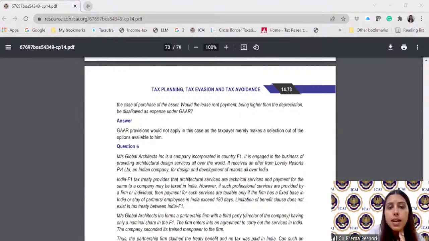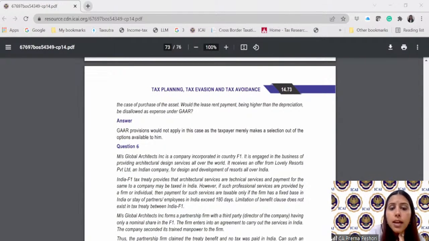Measures Global Architects Inc. is a company incorporated in country F1. It is engaged in the business of providing architectural design services all over the world. It receives an offer from Lovely Resorts Private Limited, an Indian company, for design and development of resorts all over India. India F1 tax treaty provides that architectural services are technical services and payment for the same to a company may be taxed in India. However, if such professional services are provided by a firm or individual, then payment for such services are taxable only if a firm has a fixed base in India or stay of partners in India exceeds 180 days. Limitation of benefit clause does not exist in tax treaty between India and F1.